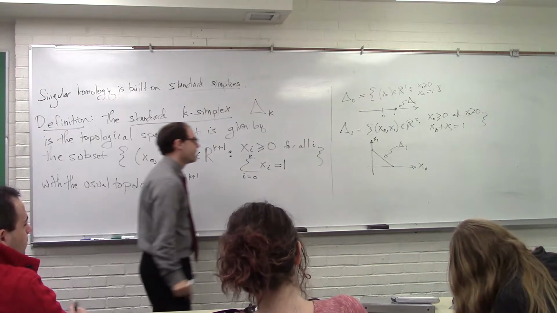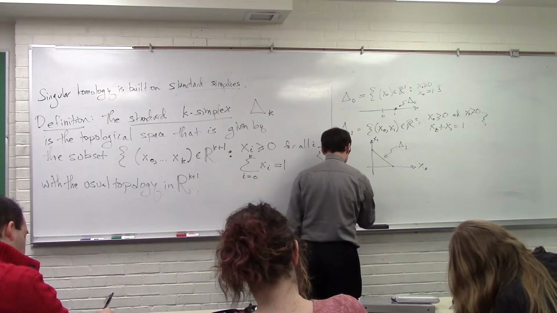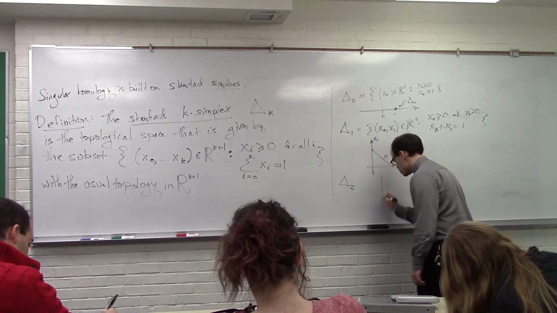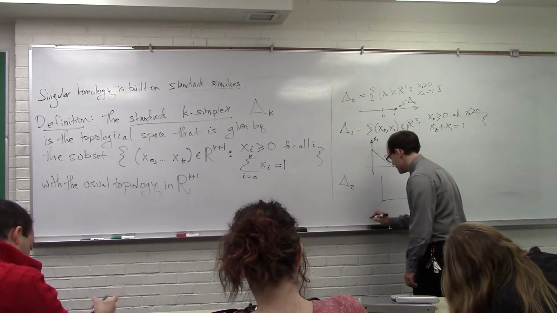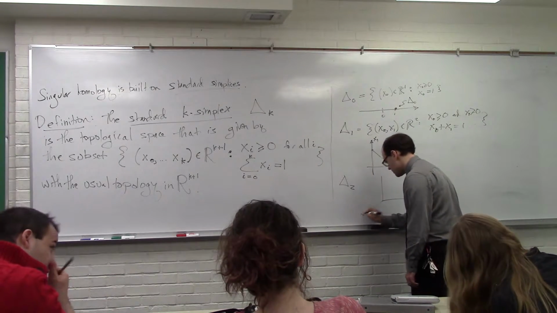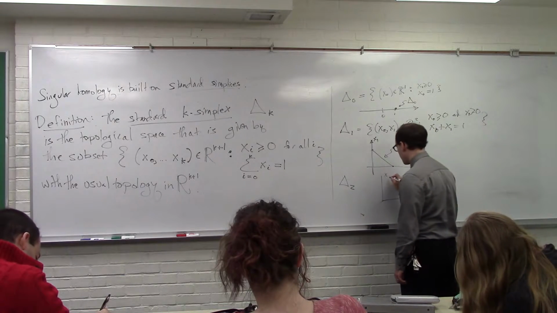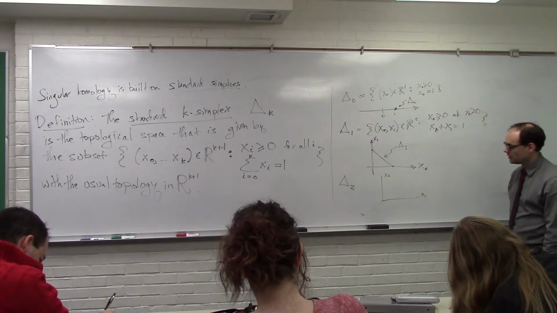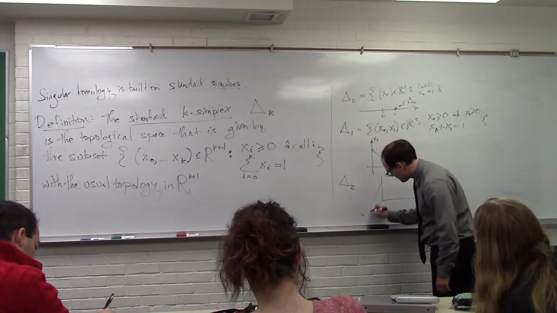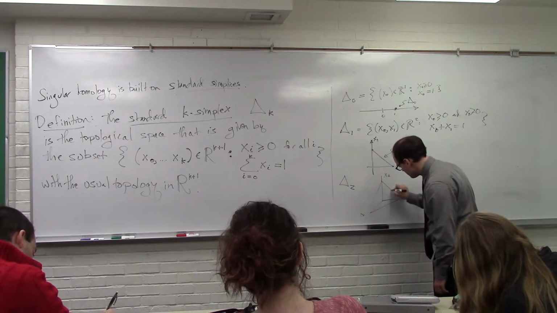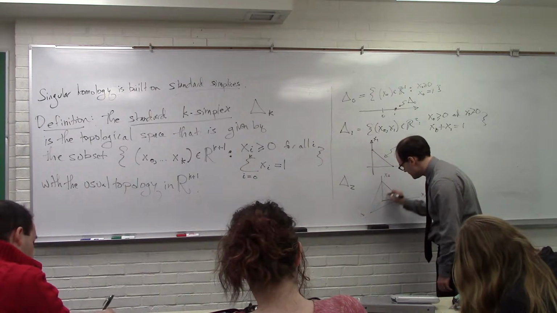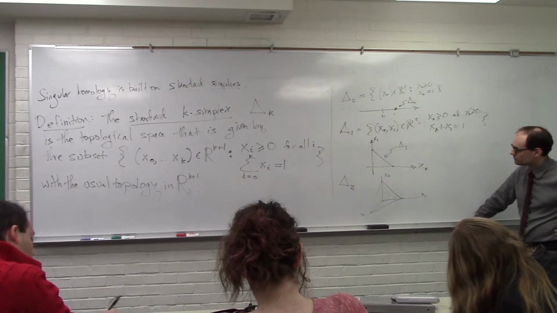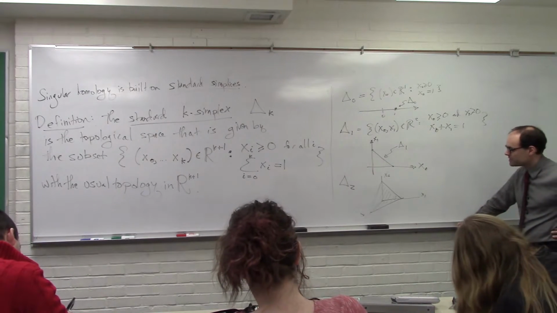Now, delta 2. It's in R^3. I'm not going to write out the space specification. I'll just draw it pictorially. Here's x0, x1, x2. It's in the first octant. And what happens? Well, it is this plane bit. It's that little plane bit.